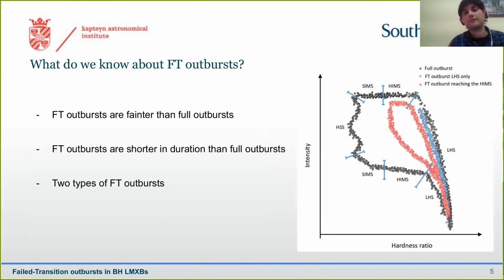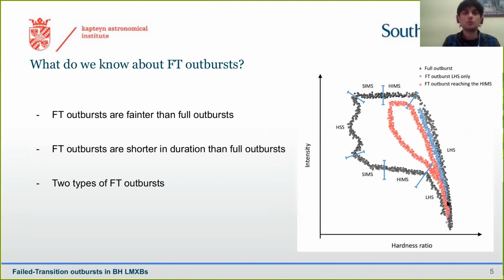What do we know about FT outbursts? First, from previous studies, we know that they are fainter than full outbursts. We know also that they are shorter in duration than full outbursts. And as I said, we know that there are two types of FT outbursts: those remaining in the low hard state that follow the blue track that I show here in this HID, or those making a small transition that follow the red track that I show here in the HID.